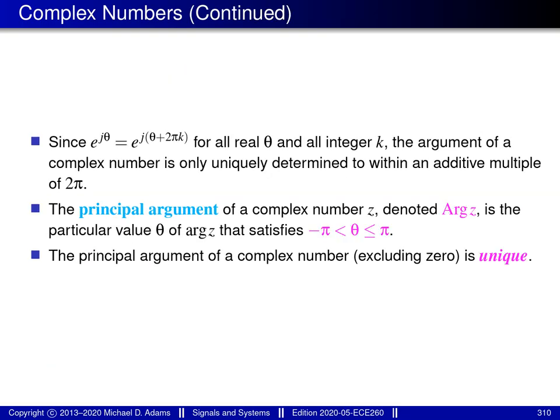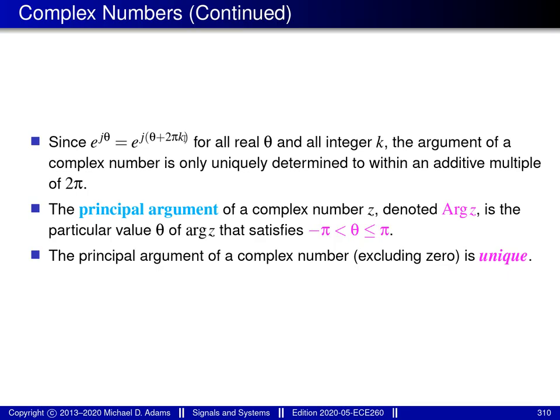At this point, I just want to make a few comments with respect to the argument of a complex number. So the argument is not uniquely determined. The reason for this is that the expression e to the j theta is 2 pi periodic. So if I add any integer multiple of 2 pi, for example 2 pi k, where k is an integer, to theta, I get the same numerical value. Because of this, there's an infinite number of arguments that you could write down for a complex number. All of them are related to each other by additive integer multiples of 2 pi.